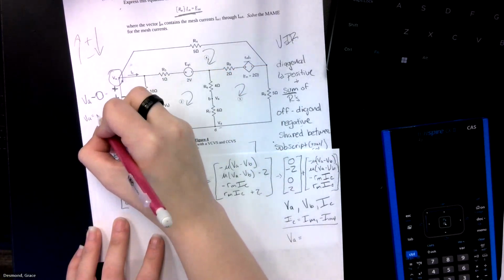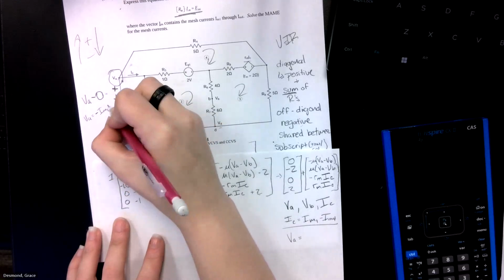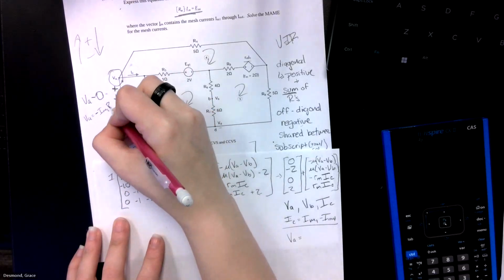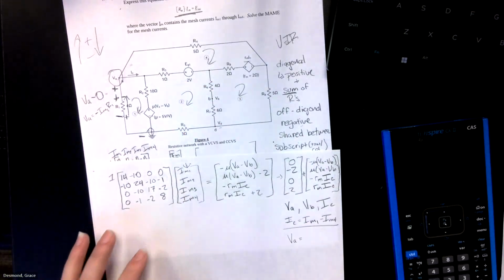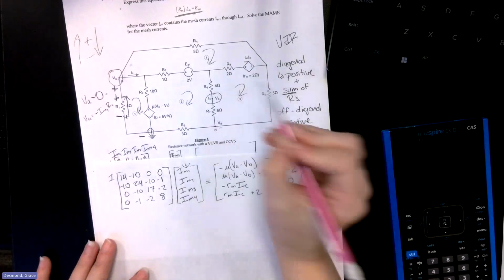Positive or negative? Negative. IM1 times R1. And now the little bit trickier one. So next we need VB.